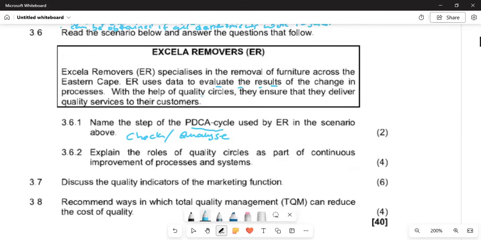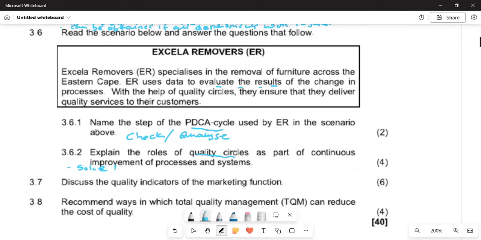So that is that. Also, explain the role of quality cycles as part of continuous improvement processes in the system. So now we want the role of quality cycles. So the first role is that they solve problems related to quality.